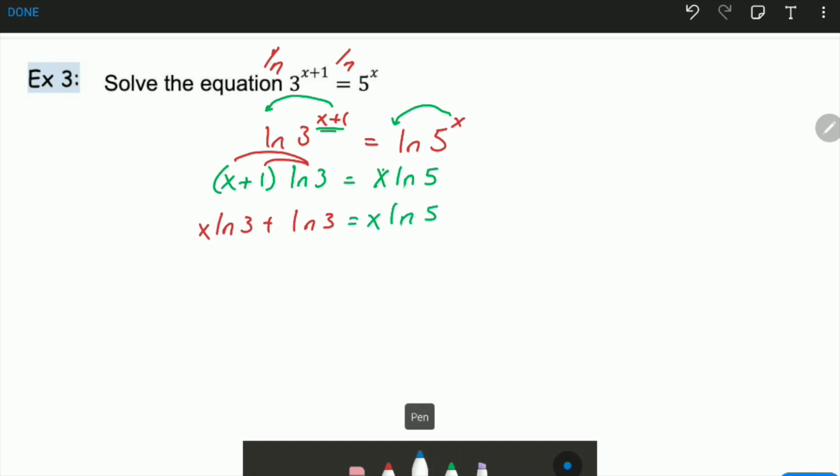Now our next move needs to be getting all the x's to one side of the equation and getting all the terms without an x to the other side. Since it looks to be easier to move this term to the other side, that looks to be the most effective way to get all the x's to one side. That's what I'm going to do. So I'm going to subtract x ln of 3 from both sides. So those will cancel, leaving me the ln of 3 equals.